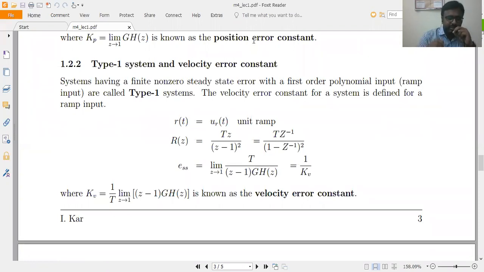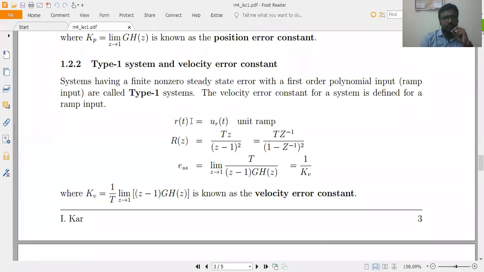As per the definition, the systems which have a finite non-zero steady state error with a first order polynomial input are called type 1 systems. That means the systems which allow the ramp function as an input are called type 1 systems.